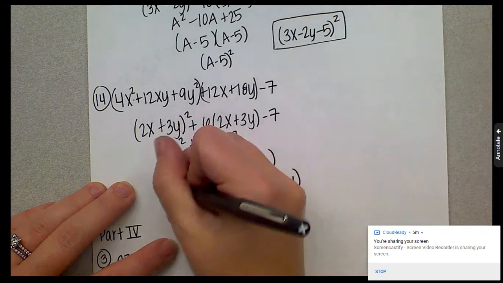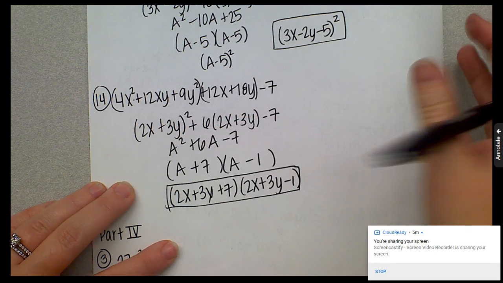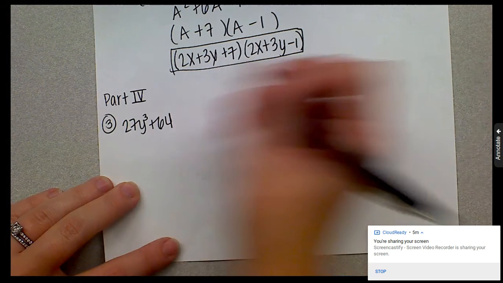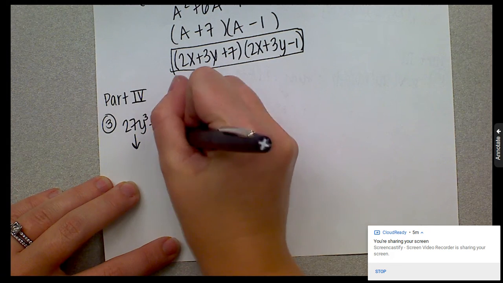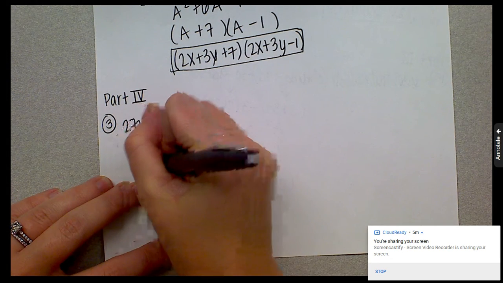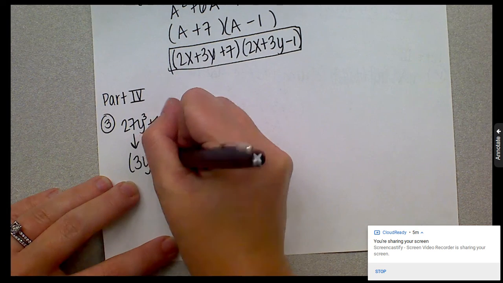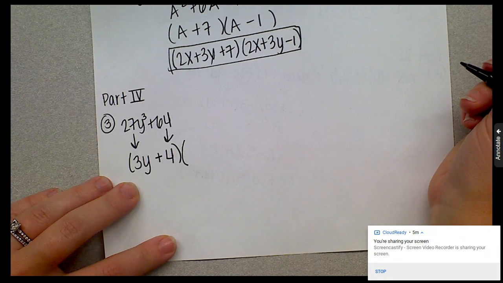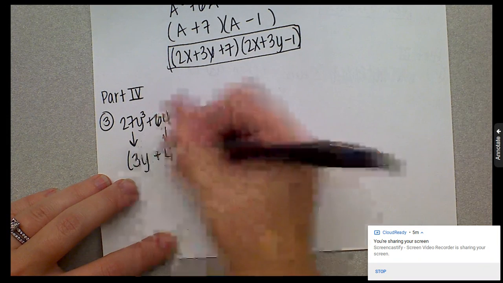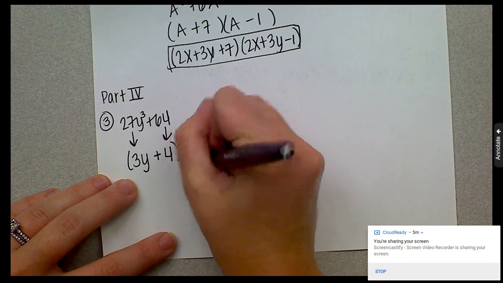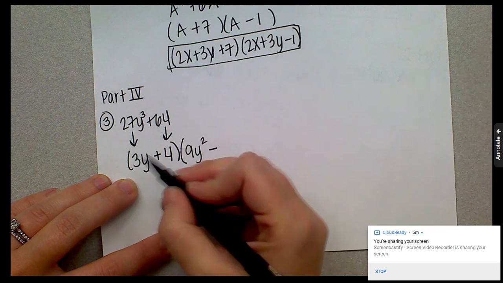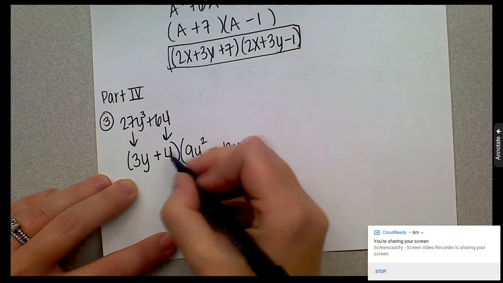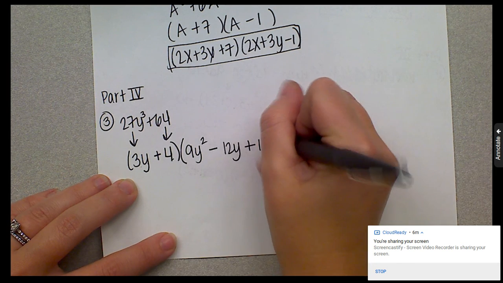Okay. And then last, someone just said, can you just do a random one from Part 4, which was the difference of two cubes. So you're taking cube roots. The cube root of this is 3y. The cube root of this is 4. I'm going to keep the signs the same. And then that's my first binomial. Now the trinomial, you square the first term, which would be 9y squared. Opposite sign, you multiply these together to get 12y. Always positive, you square that. And that would be your answer.